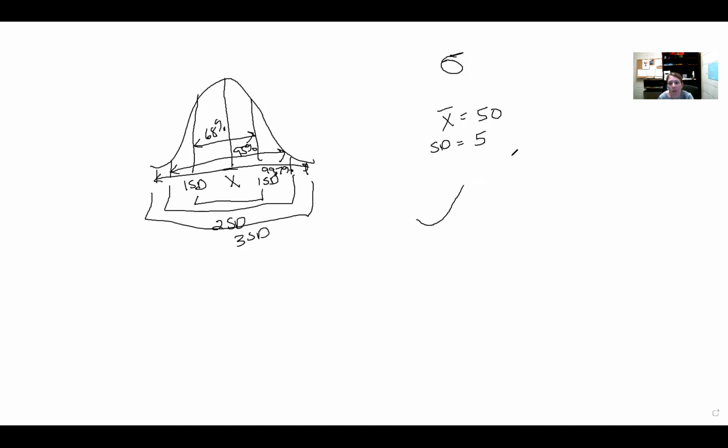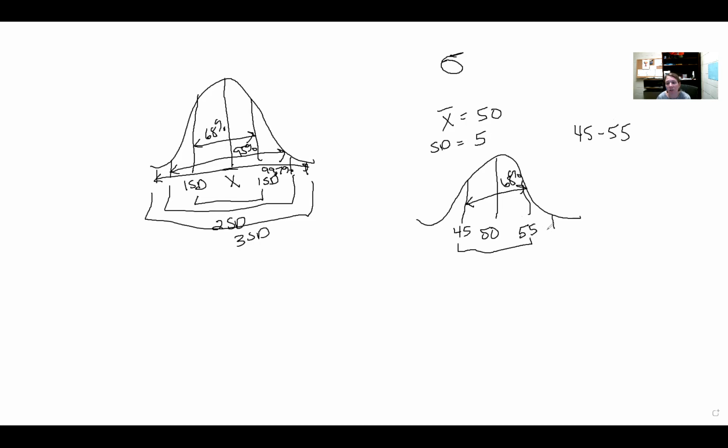Well, we draw our bell-shaped curve, normal distribution, and I put my mean in the middle, and then I go 5 to the right and 5 to the left, which means I'm going to add 5, so this will be 55. I'm going to take away 5, so this will be 45. So this is one standard deviation. One standard deviation would be between 45 and 55. That means that 68% of your data will fall between 45 and 55.